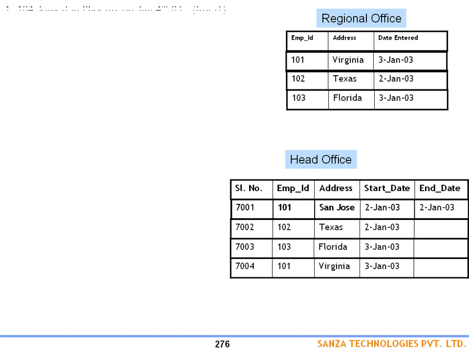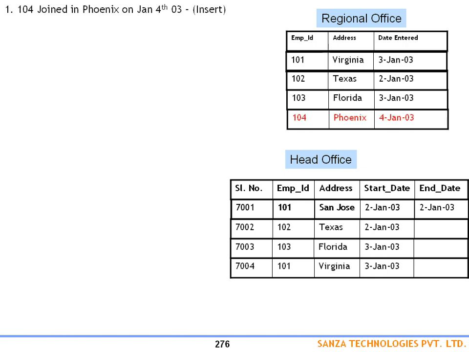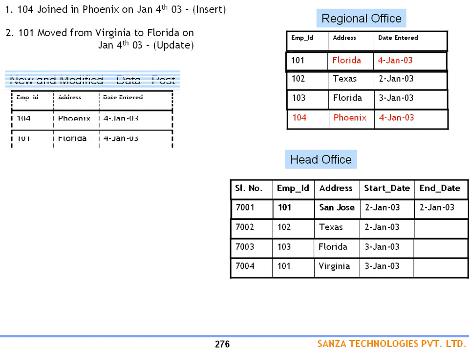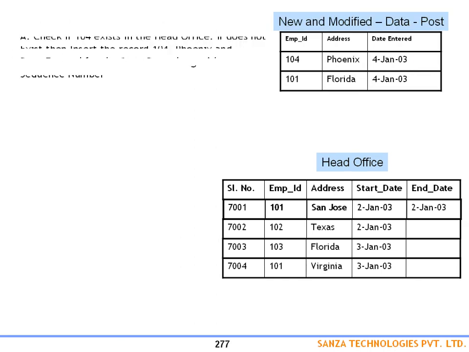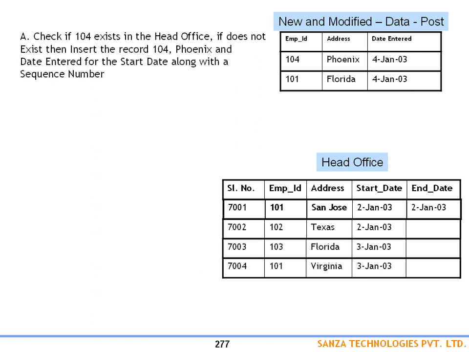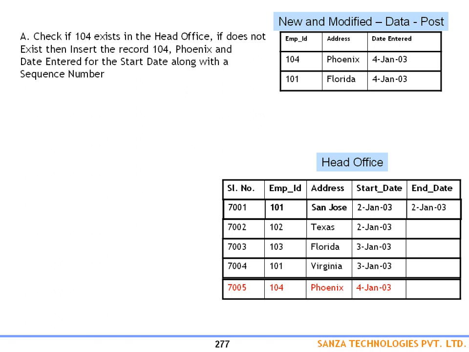Let us look at the next scenario, where 104 joined in Phoenix, inserted into your regional office. 101 moved from Virginia to Florida in January. You should assume that we are getting this data in the staging table. How to get the data is called incremental loading, which will be done later in our mappings. But for today, understand that you are extracting the data from staging. So 104 from the staging: check whether the record exists or not. It does not exist in my dimension table, so I insert it as a new record with a number.